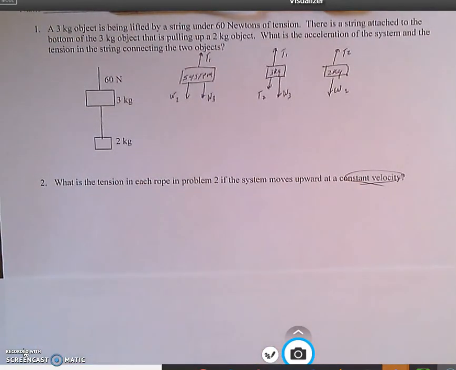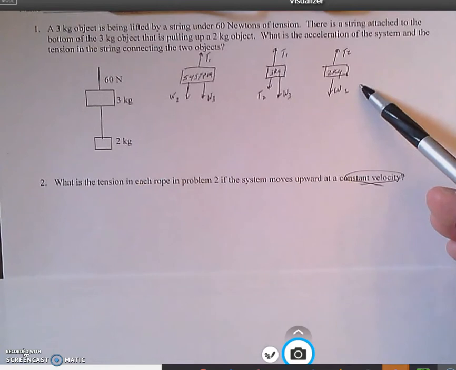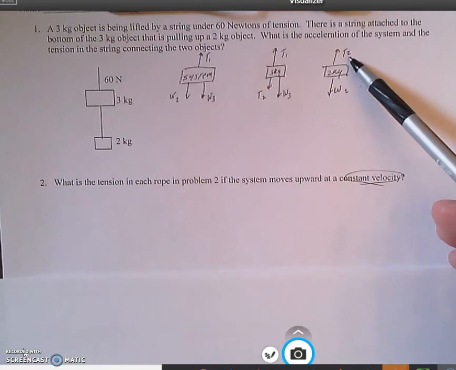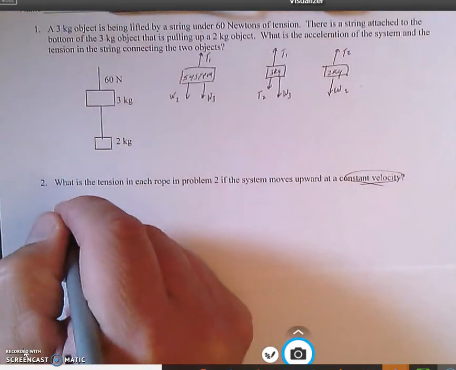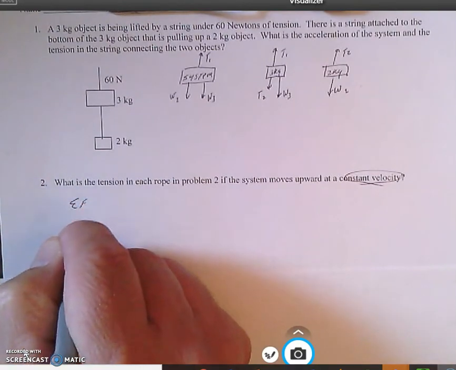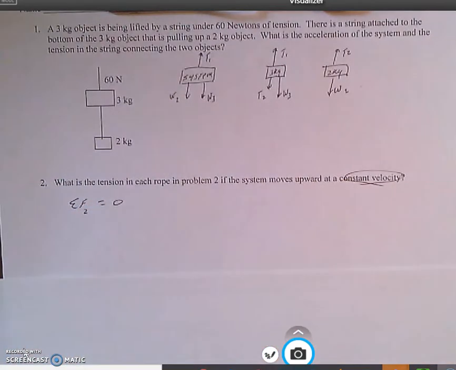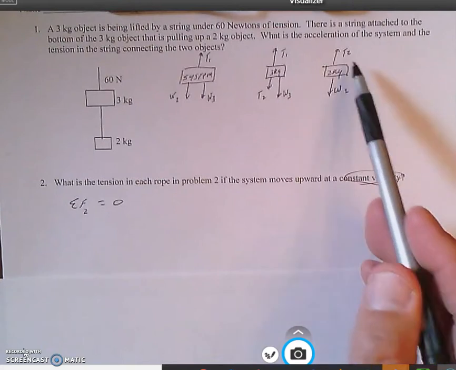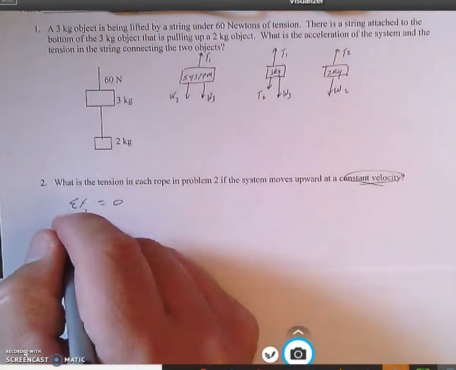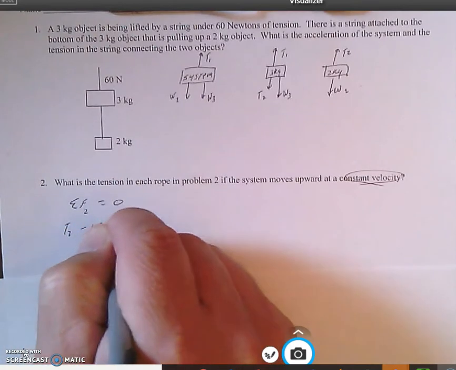Well, if it's constant velocity, then we know we're going to start with the sum of the forces is equal to 0. All right, now we need to find the tension in each rope. So, probably the easiest picture to deal with is the one over here on the right side, and that contains rope number 2, right? So if we want to talk about the sum of the forces acting on object number 2, we call it the 2 kilogram object, then it's got to be equal to 0 because of this constant velocity. Well, our two forces are T2 and W2, so T2 minus the weight of 2 must equal 0.